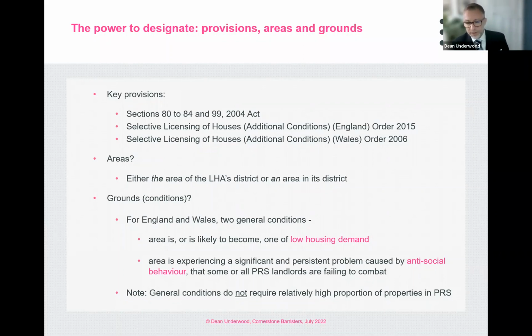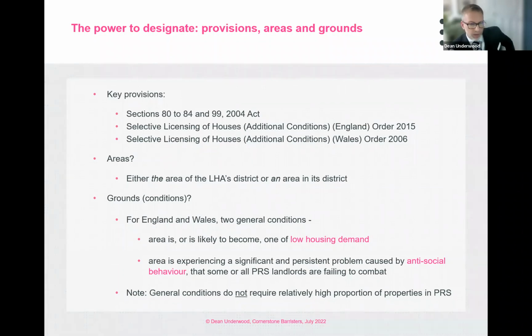a ground which rarely applies in the area where I generally practice, geographically at least, that is in London, but is certainly pertinent elsewhere in England. And secondly, that the area is experiencing a significant and persistent problem caused by antisocial behaviour that some or all privately rented sector landlords are failing to combat. Now, one thing to note here, certainly with the antisocial behaviour provision, is that like the condition for designating an area as subject to additional licensing, the ASB condition does require not just the existence of a problem with ASB, but evidence that some PRS landlords are failing to address it, to combat it. So there are two elements to it.